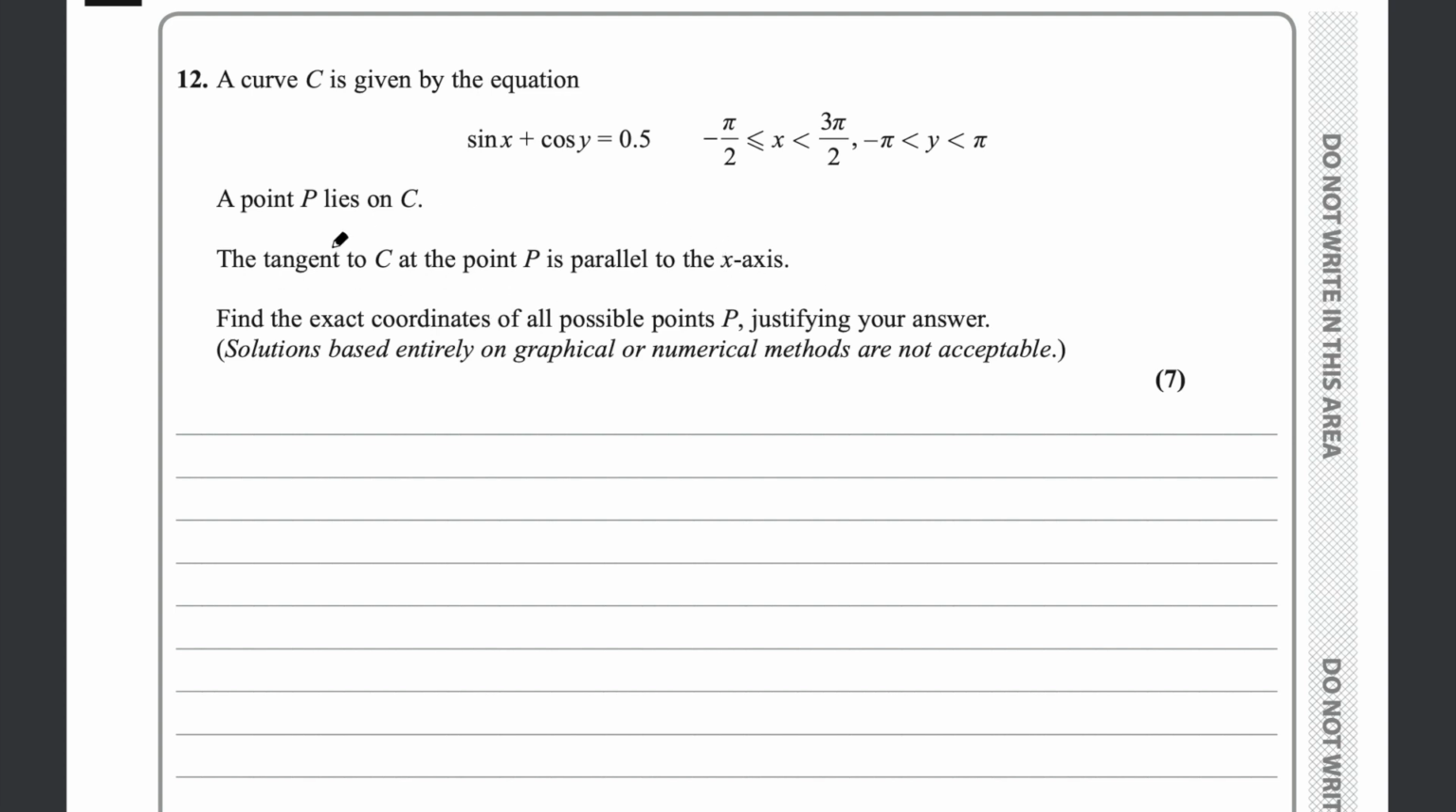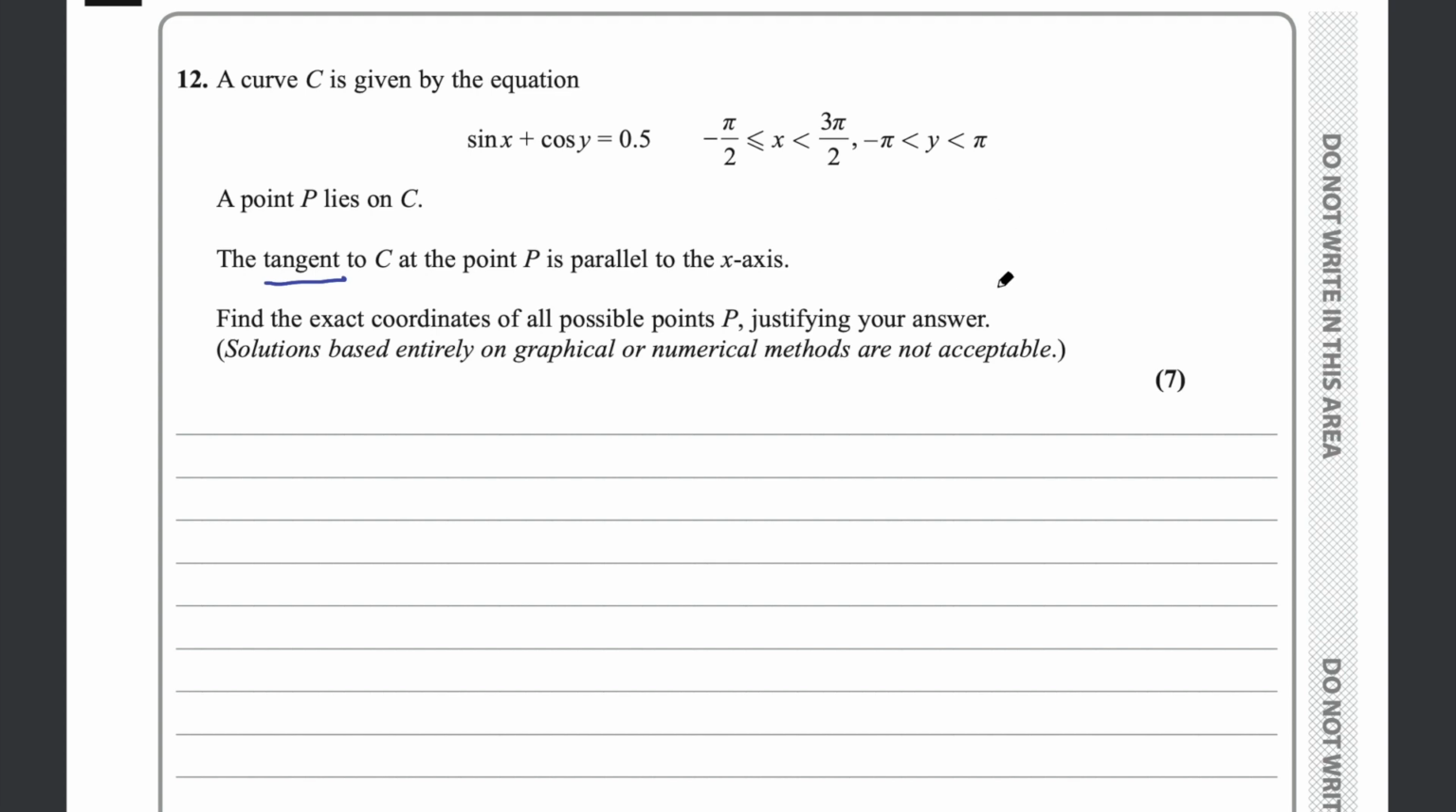Okay, so tangent, we need to find the derivative of this curve. So the curve C is given by this equation, so we want to find dy on dx. That's going to give us the equation for the tangent. And they also tell us the tangent is parallel to the x-axis. That's telling me that dy on dx will equal 0.